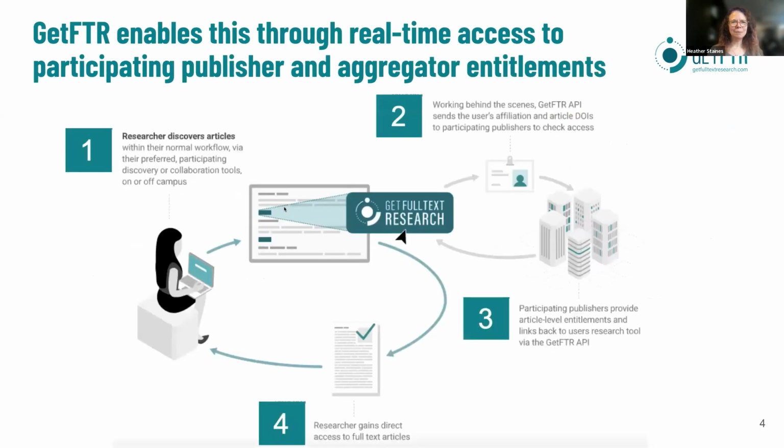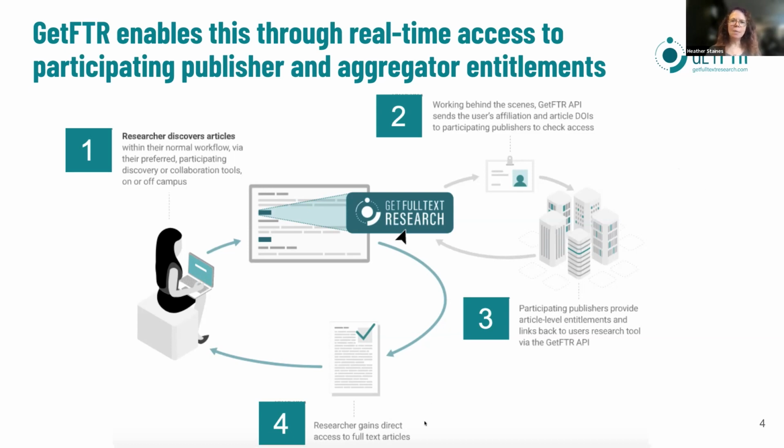Next slide, please. So for those of you who aren't aware how GetFTR works, we've got this wonderful little diagram flow that we've been using for some time. It's very, very helpful. So on the left-hand side, number 1, we have our researcher. She goes to her preferred starting point. That might be a discovery service. That might be a scholarly collaboration network. She can search by DOI. She can search by article title, by keyword. She goes ahead and executes that search.